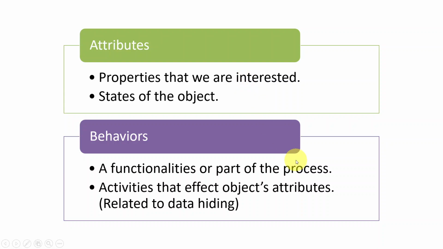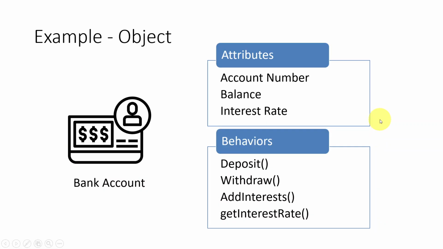So the second aspect we are interested in about objects is its behaviors. The behaviors are the functionalities that the object can contribute to the system. So sometimes we call them services as well. So let's take a bank account object as an example. What are the interested attributes and behaviors? We are interested in the account number, the balance, the interest rate of the account, and also the services that the account object can provide are the deposit behavior, the withdraw behavior, add interest, and some other behaviors that we are interested in.